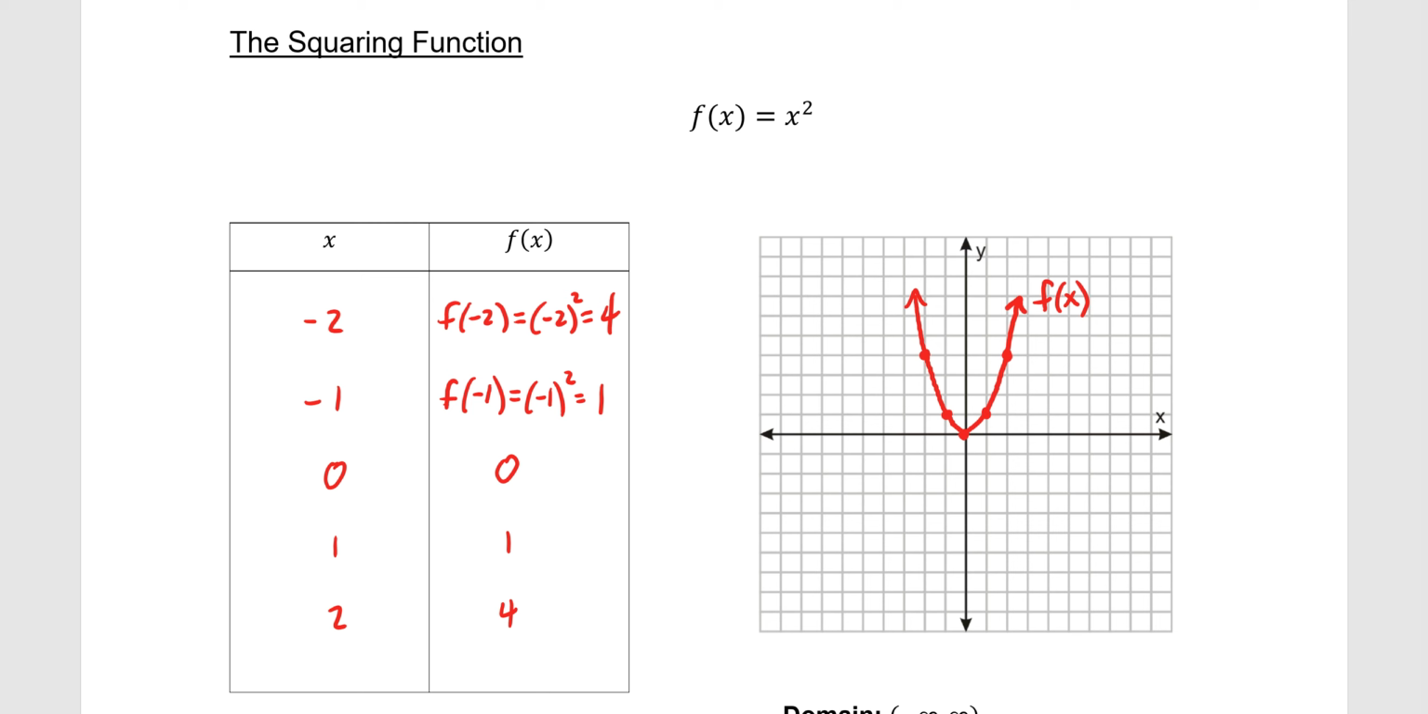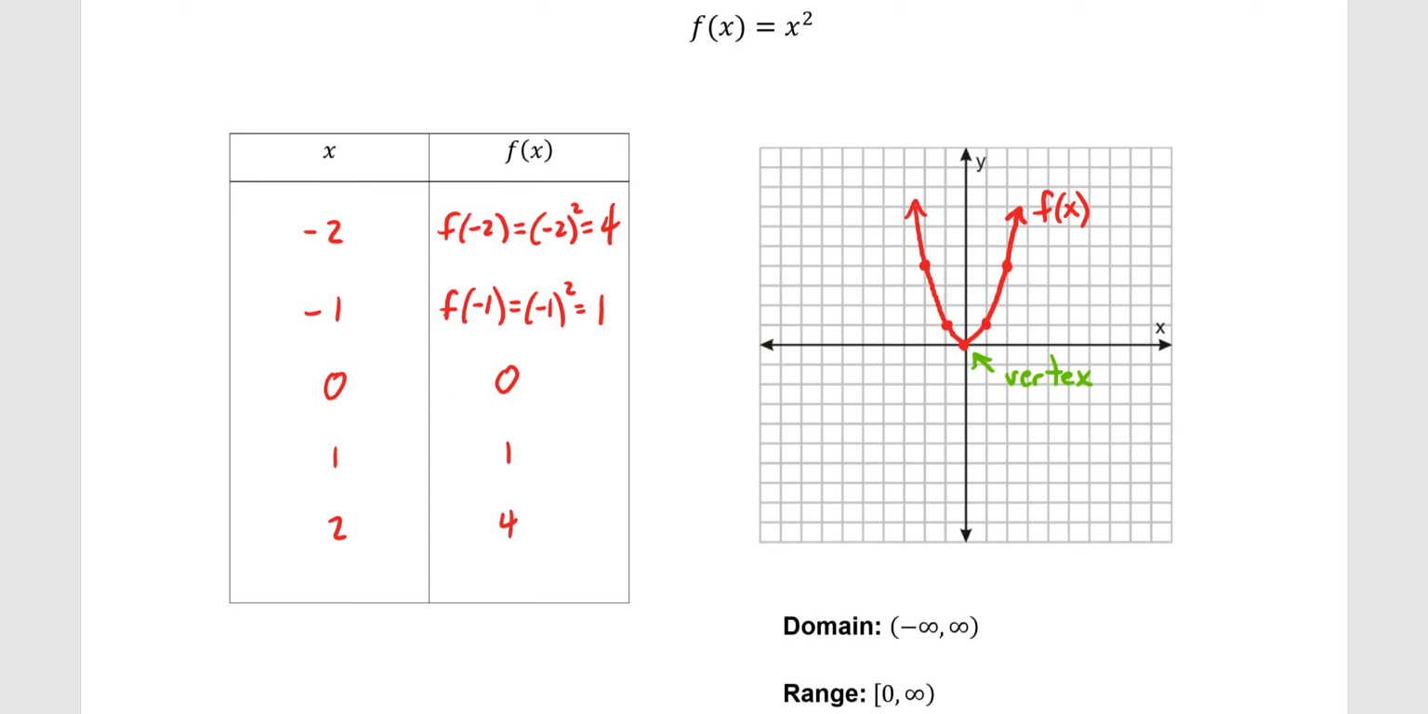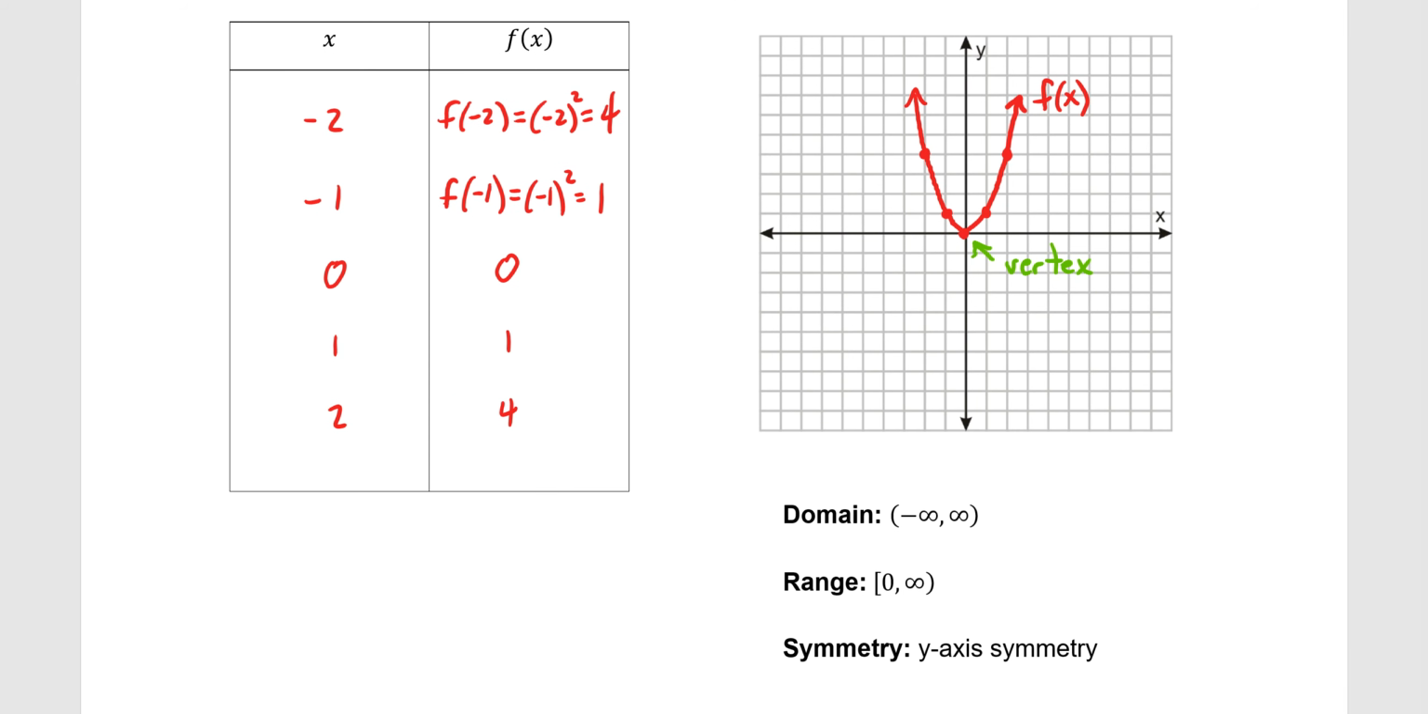It's that U shape. And just as a reminder, this little point down here, this turning point, is called the vertex. Okay, so that's parabolic. And a couple of the properties here: the domain is negative infinity to infinity. The range is 0 to infinity, including the 0, because we can include it. And the symmetry is y-axis symmetry. It's a mirror image over the y-axis. So this is an even function.